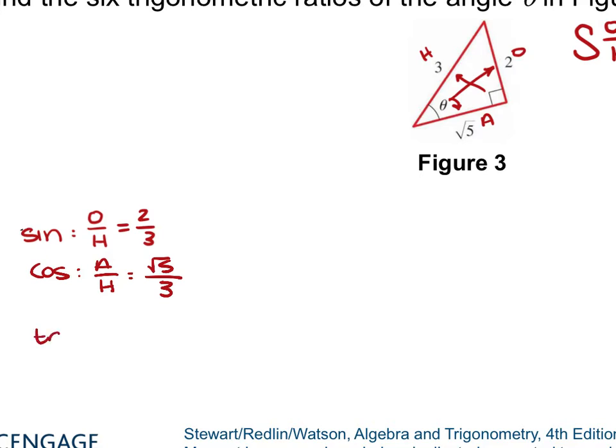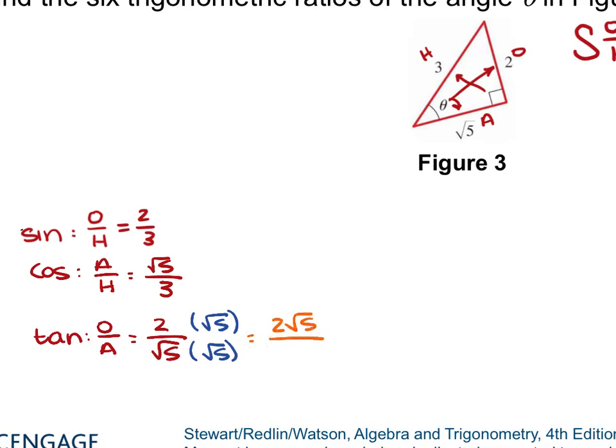My tangent is opposite over adjacent. We said opposite is 2, adjacent is the square root of 5. I cannot leave the square root of 5 in the denominator. I have to rationalize that. So I'm going to multiply the top and the bottom of this fraction by the square root of 5. This is going to leave me with 2 square root 5 over 5. So my tangent is 2 square root 5 over 5.